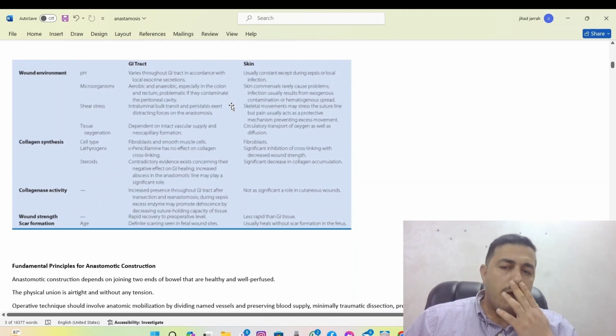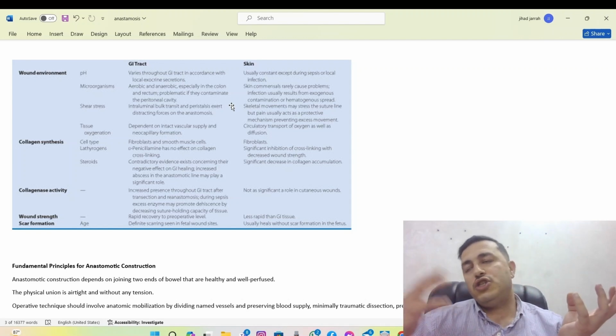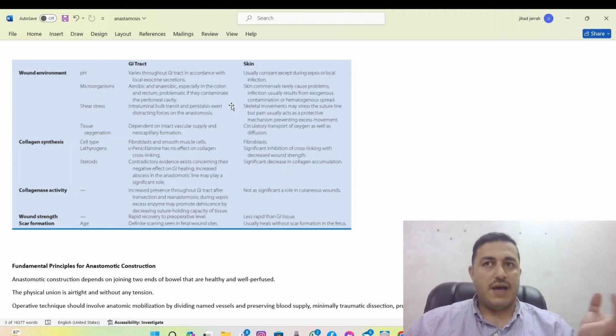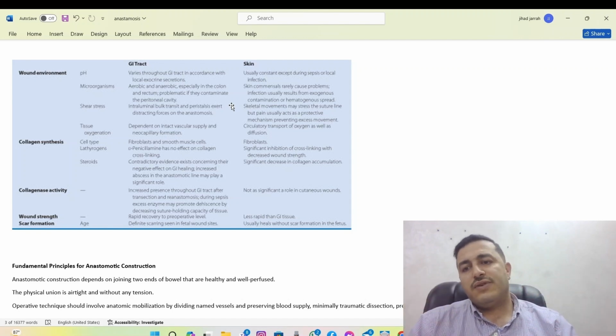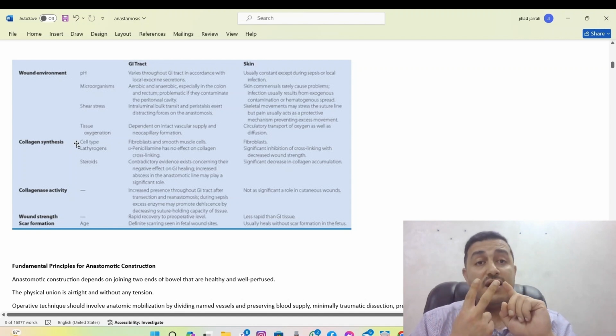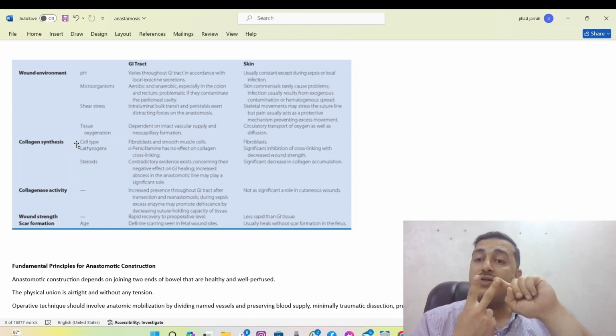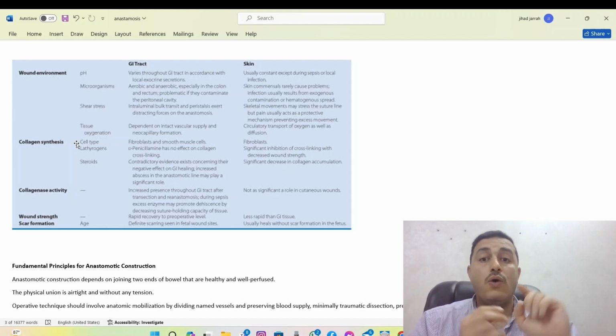This is a nice picture. I know that it's not well seen here, but I can summarize it for you. They compare the GI tract wound, or the anastomosis, with the skin wound. And what are the main differences? Here we have to know that collagen in the GI tract is synthesized from two sources, the fibroblast and the smooth muscle, while in the skin it's from fibroblast only.